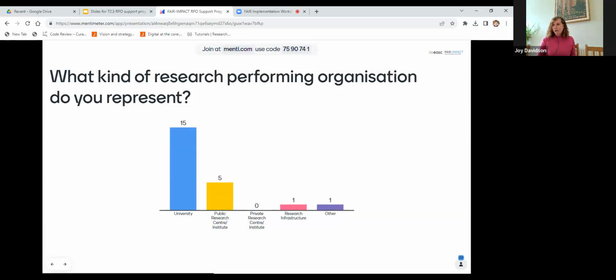Looks like the majority of people are joining from the university side, and that's great to see, but also good to see that we're getting a mix of people in the room. No private centers as yet, so maybe that's a gap. We'll have to start looking at how we target the private research centers and getting them involved, but that's great to see. Again, I think it's starting to slow down a little bit, so we can move on to the next question.